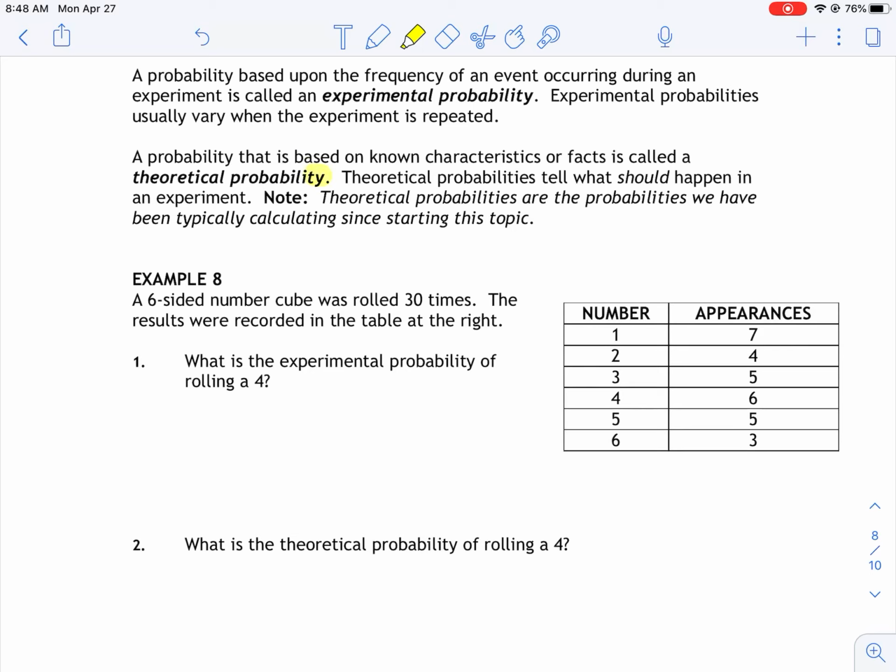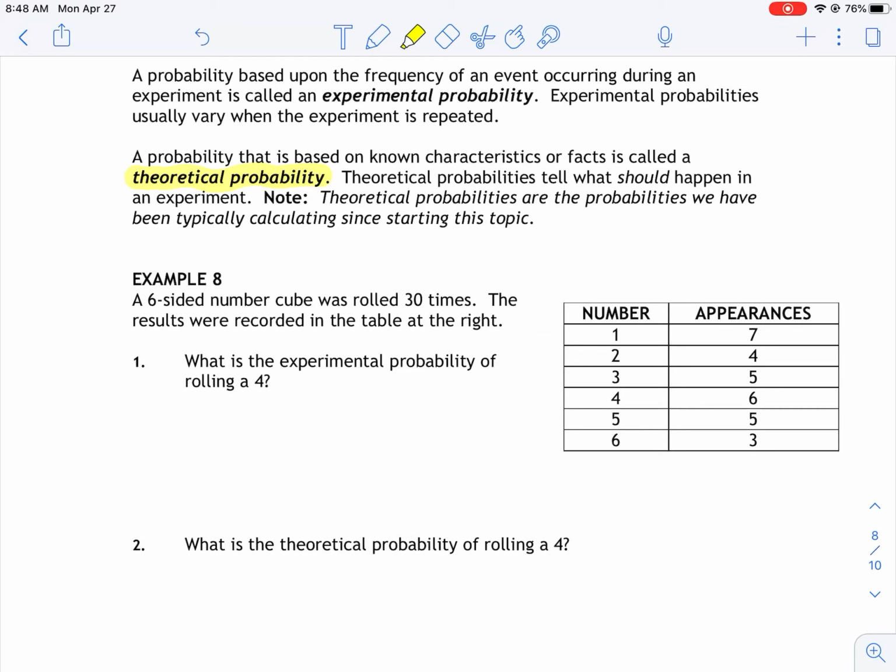All the probabilities we've been discussing so far are called theoretical probabilities, so I'm on paragraph number 2. And theoretical probabilities are probabilities based on theory. What should happen? For example, if I toss a coin, I have a 1 in 2 chance of tossing heads versus a 1 in 2 chance in tossing tails. So theoretically, if I toss the coin 10 times, then I should get heads 5 times and tails 5 times. All right?